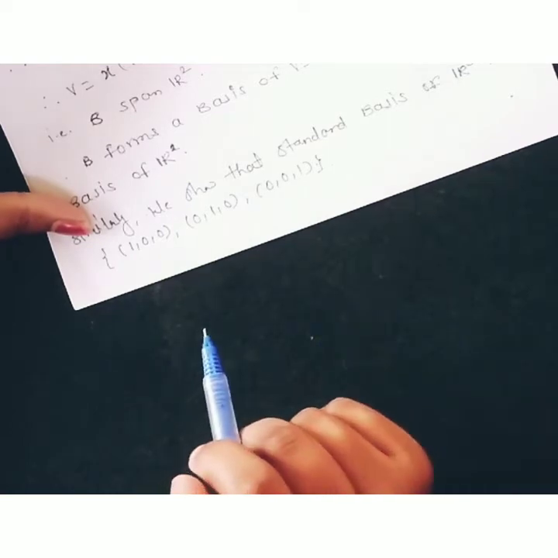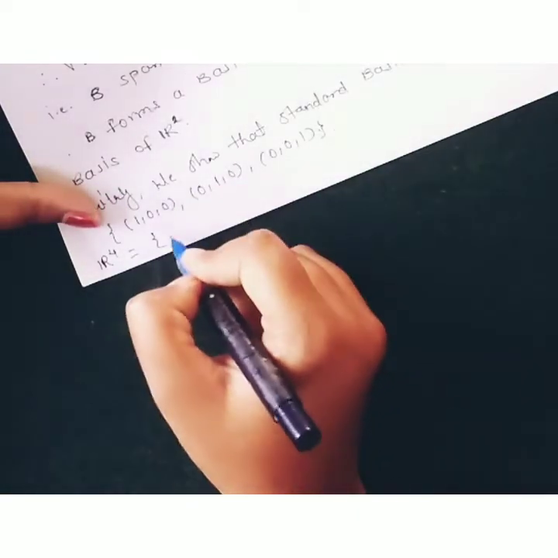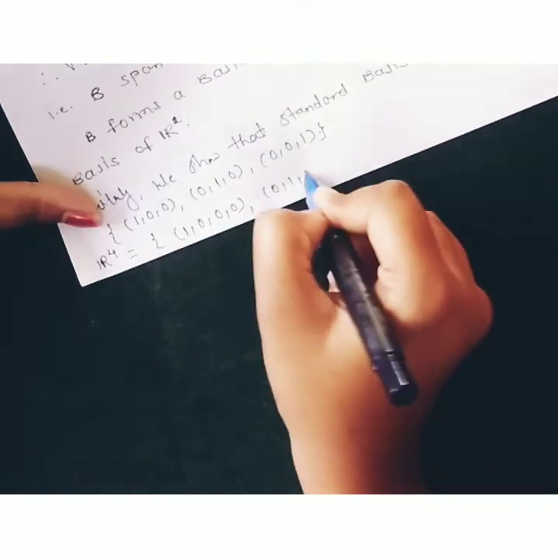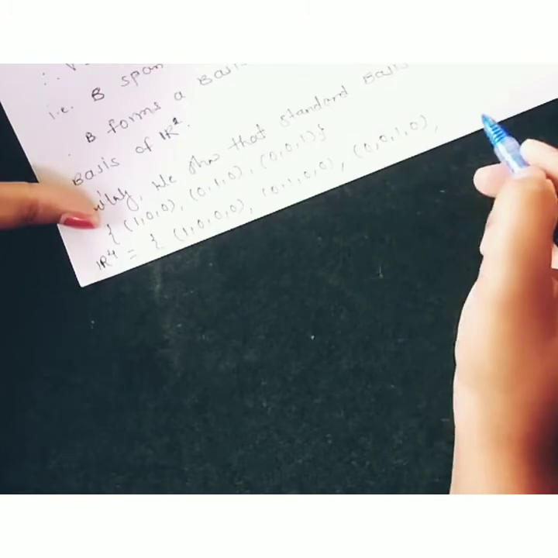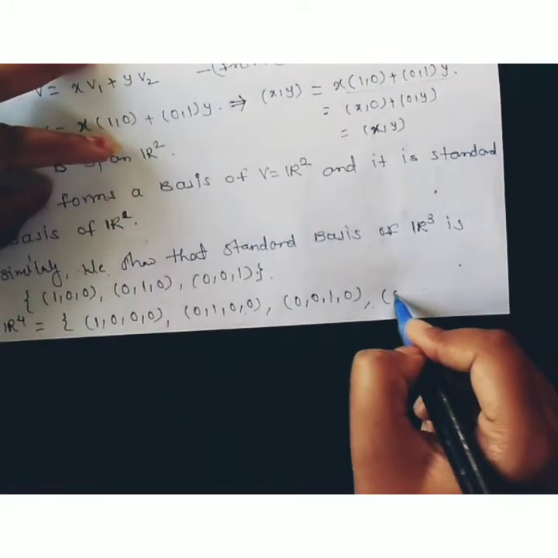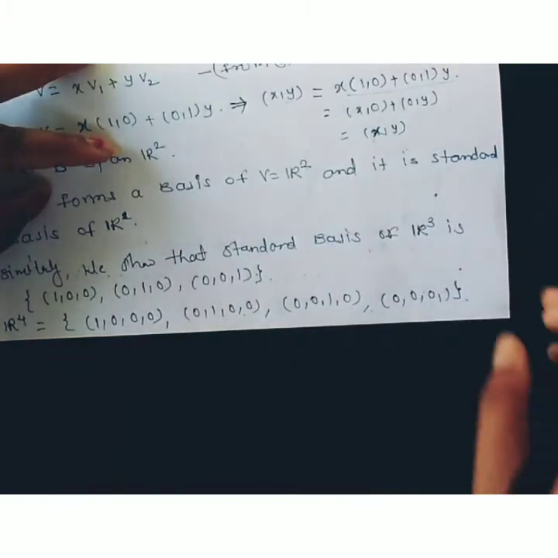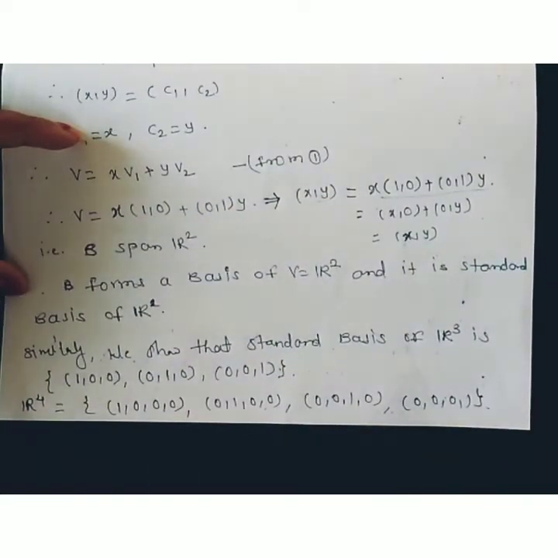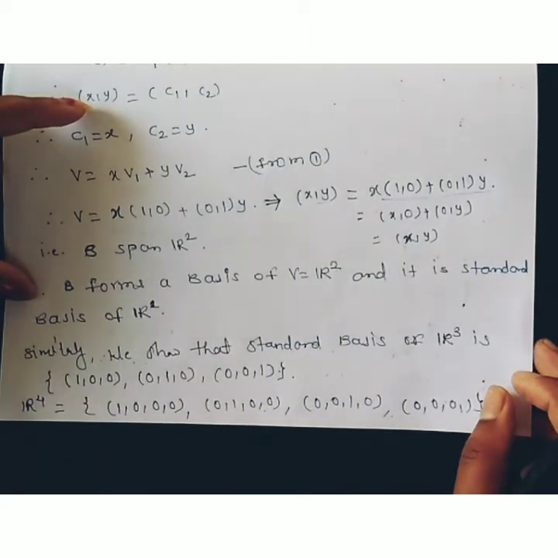And what is the standard basis of R4? The standard basis of R4 is (1, 0, 0, 0), then (0, 1, 0, 0), (0, 0, 1, 0), and lastly, the last element should be (0, 0, 0, 1). Therefore, these are the standard basis of R4. Likewise, we can find the basis of Rn.